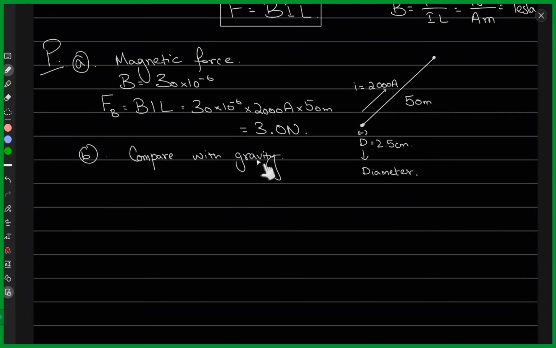We're comparing this result, this magnetic force, with the force of gravity. How strong or how weak is this magnetic force compared to the force of gravity? What would you expect? Should it be weaker or stronger than gravity?